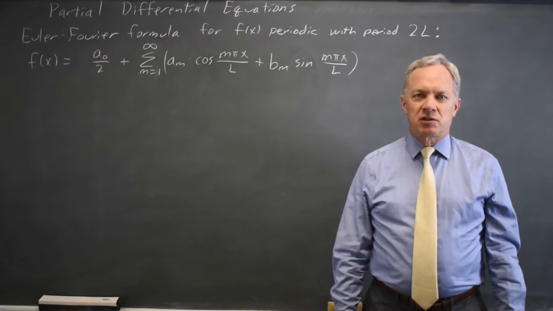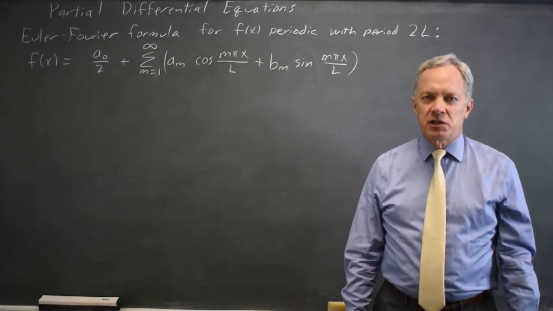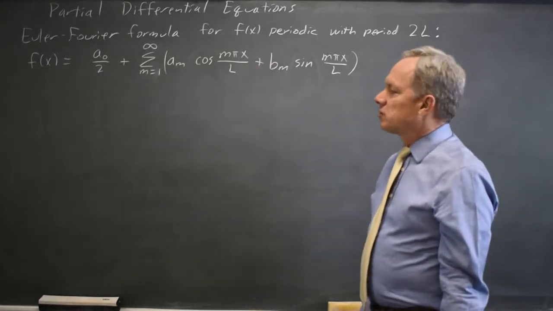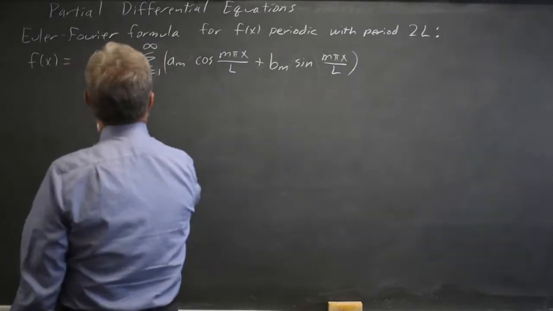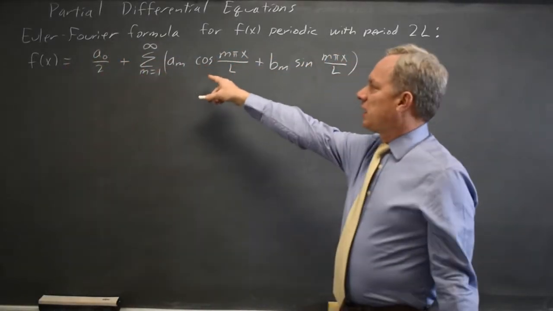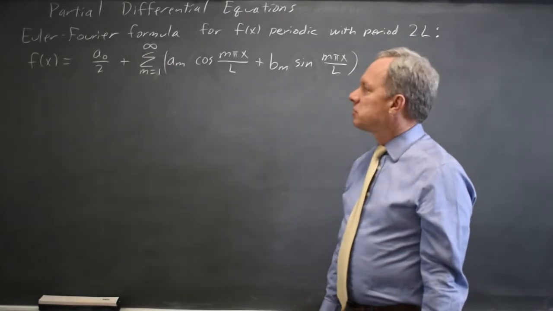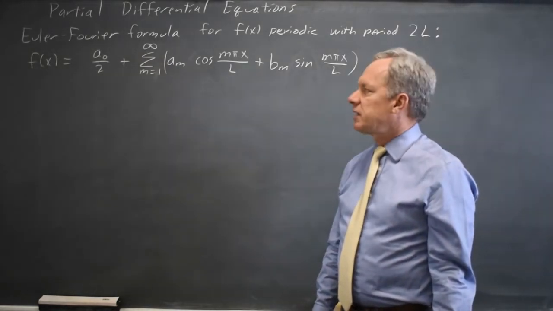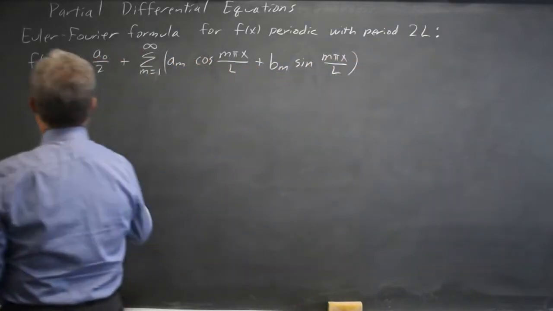This is partial differential equations, and before we can solve any partial differential equations, PDEs, we're going to have to learn to do Fourier series using the Euler-Fourier formula here. And to find the coefficients A0, Am, Bm for this series, I'm going to multiply both sides by cosine of n pi x over L, and then integrate from negative L to L.